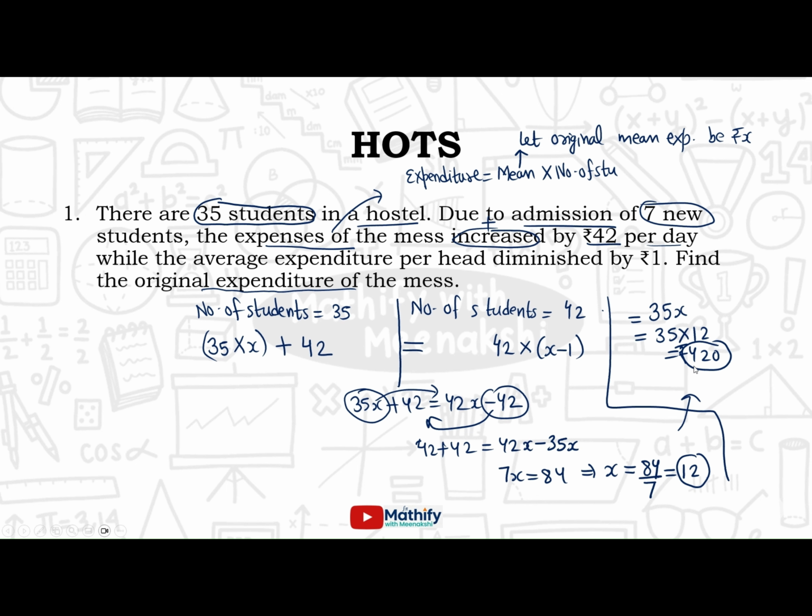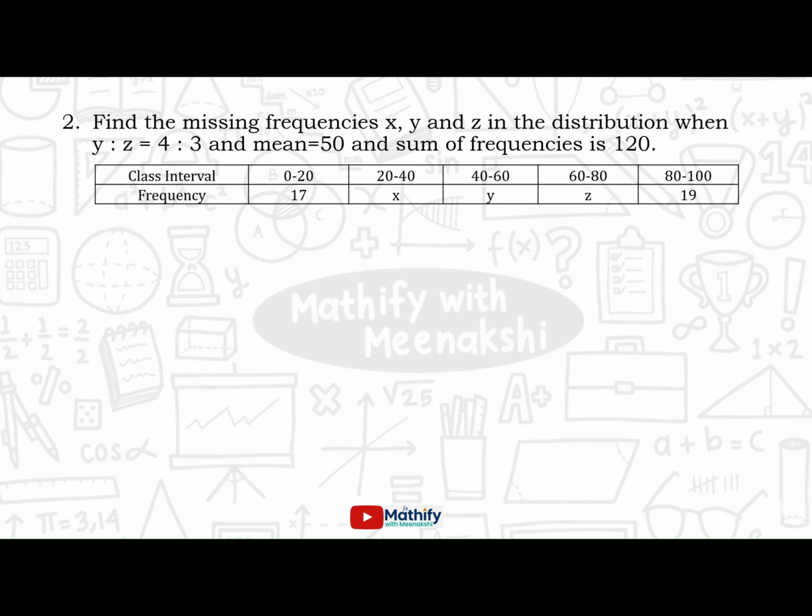Now let's move to the next question. Find the missing frequencies X, Y, and Z in the distribution where the ratio of Y and Z is 4:3, the mean is 50, and the sum of frequencies is 120. So here the ratio is given as 4:3. You can take any variable other than X, Y, and Z. So I'm taking M, 4M and 3M. It's also given that the sum of this is 120.